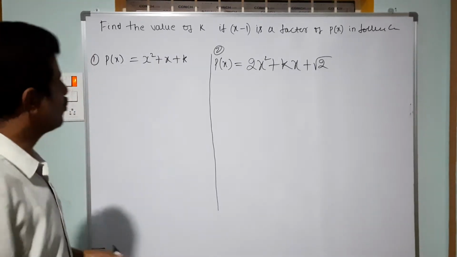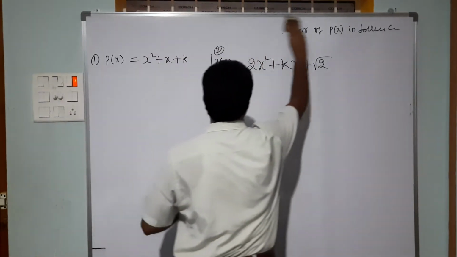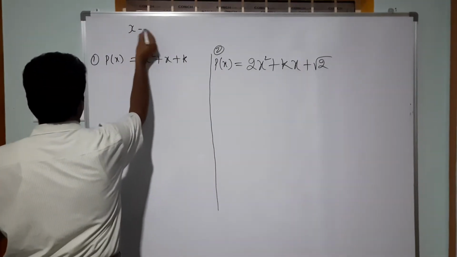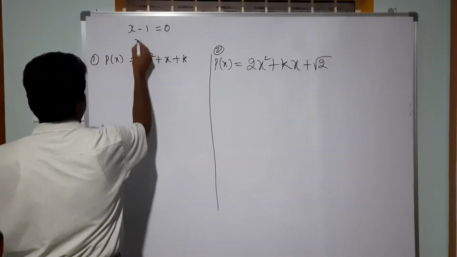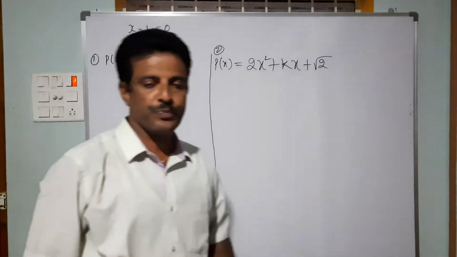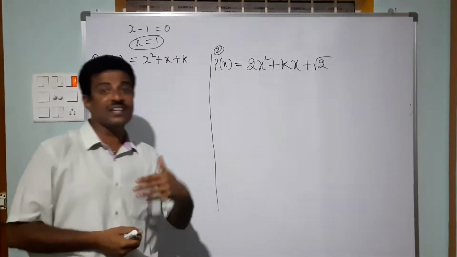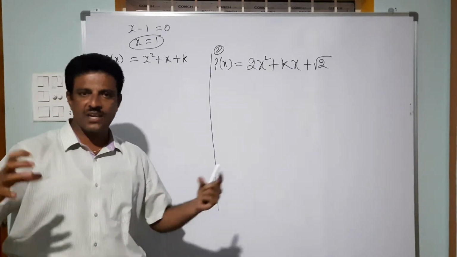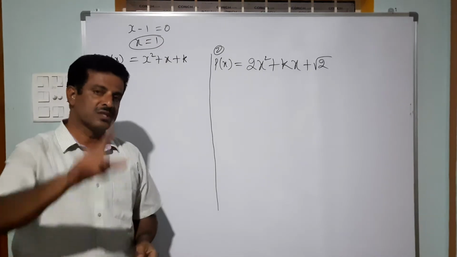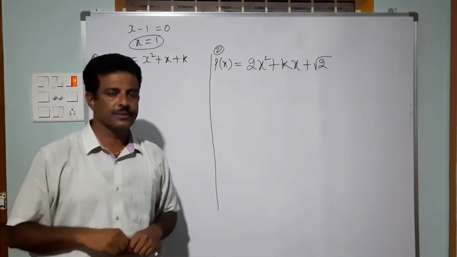Take x minus 1 is equal to 0, then x is equal to 1. Did you understand this problem? Here one factor is given, so use that factor to find the value of k. What type of factor is given? x minus 1 is equal to 0. See your textbooks, exercise 2.3, third main. Understood?